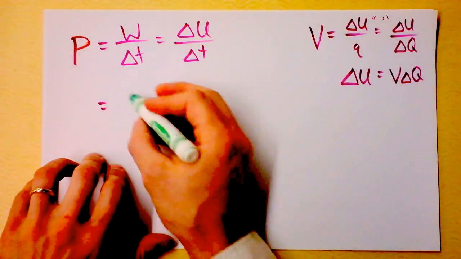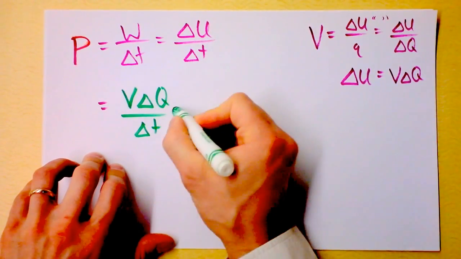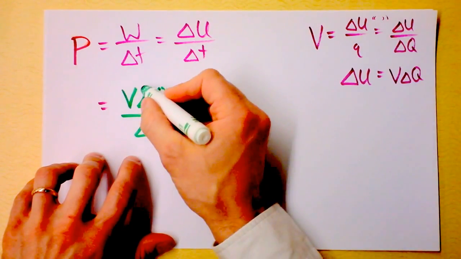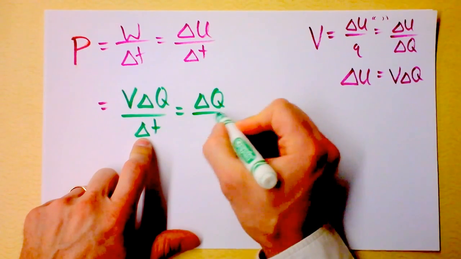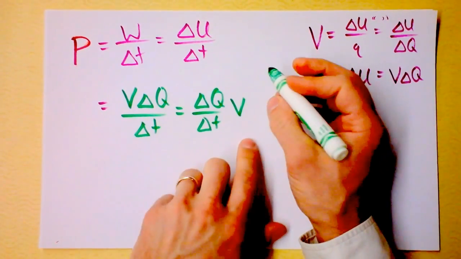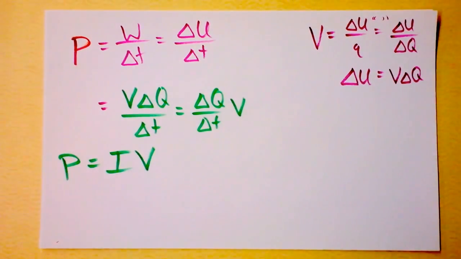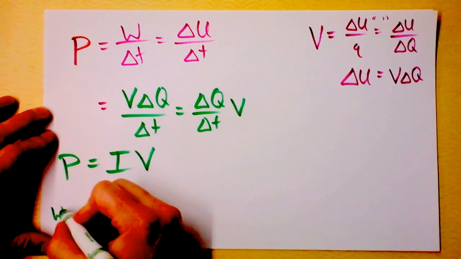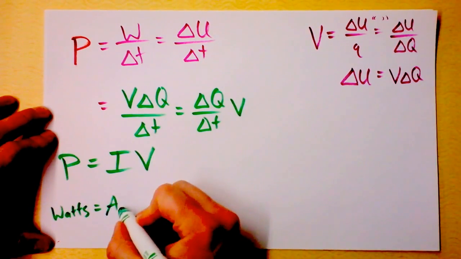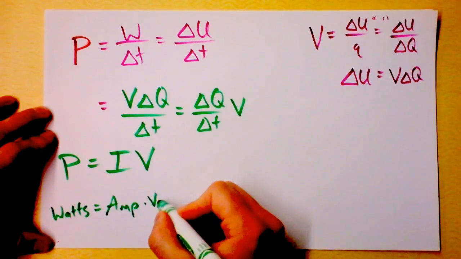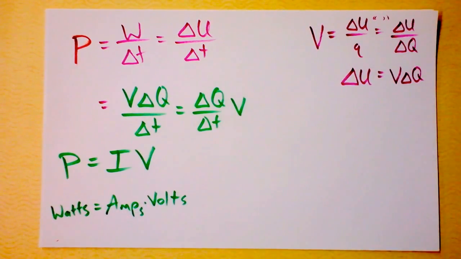I'm going to plug this in and I get voltage times change in charge divided by change in time, which is, well, let's do a little bit of rearranging. But you see here, delta Q over delta T. Delta Q over delta T is something awesome, and I'm going to multiply it by voltage. So this says that power is current times voltage, and the units of power we know to be watts. So I guess I'm saying 1 watt is 1 amp times 1 volt. Ooh. Watts is amps times volts.